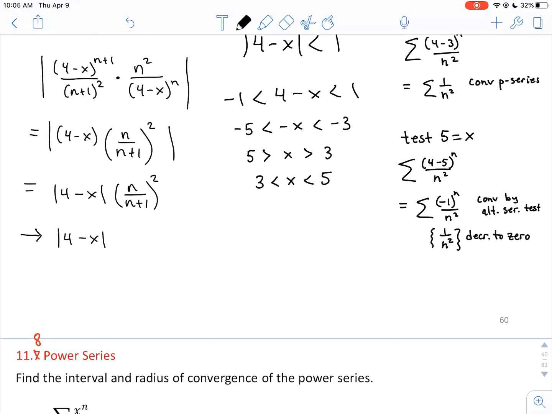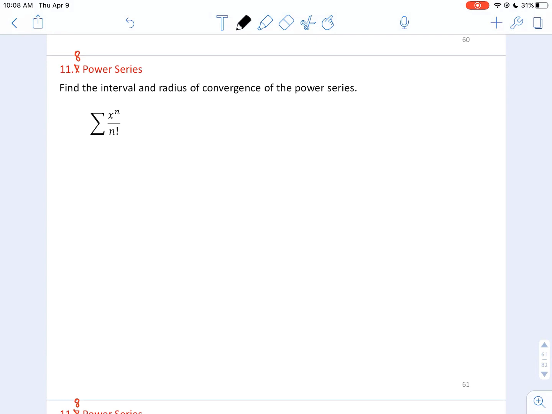So my interval gets to include both. This interval is centered at 4, and you go 1 in either direction. So the radius of this interval is 1. And there's our answer for this one. This next one, okay, let's set this up.